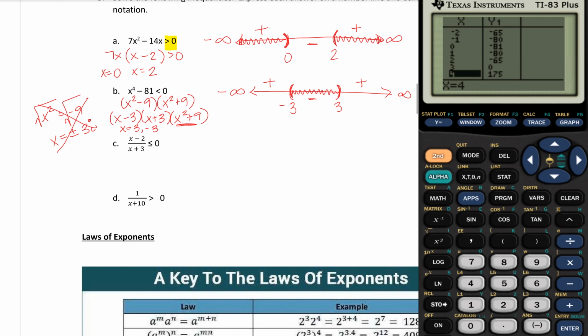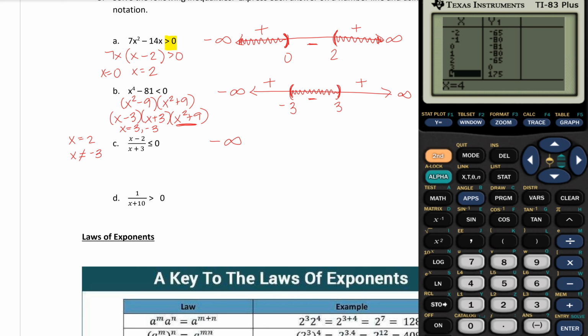All right, for C, I'm going to erase this here so I can work this problem. Remember, anytime that you're given the rational expression, you're going to set them both equal to 0 and solve. So if we were to solve x minus 2, we would get x is 2. And the denominator, because we can't get a 0, we know that x cannot be negative 3.